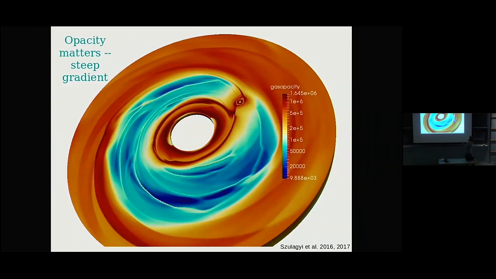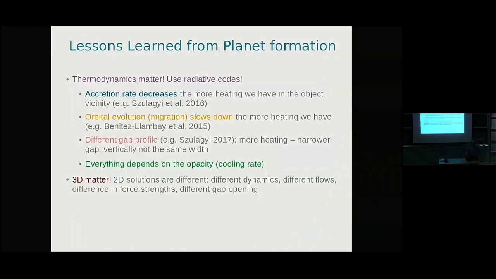If we go to the giant planet regime, so Q equal 10 to the minus 2, you see the gap region is very low opacity, and we have a very large gradient inside the mini disk or circumplanetary disk, as we call it. So what are the lessons that we learned from planet formation?